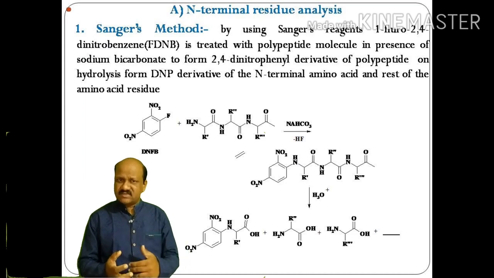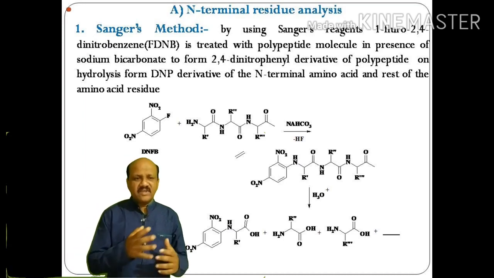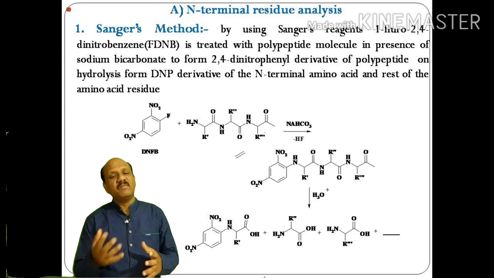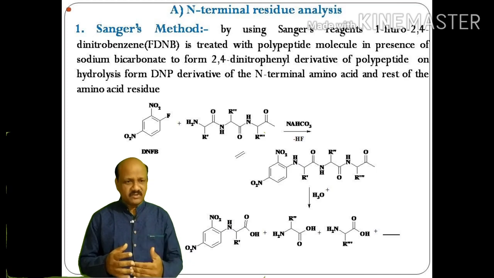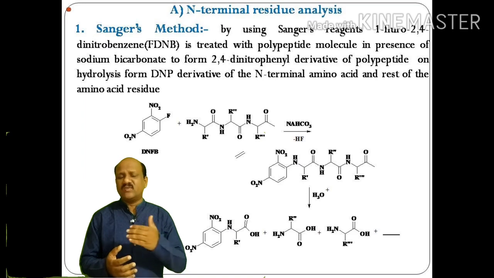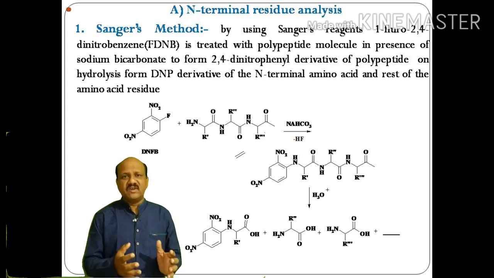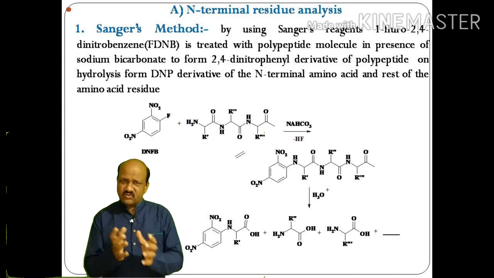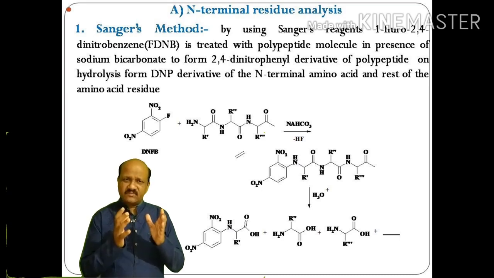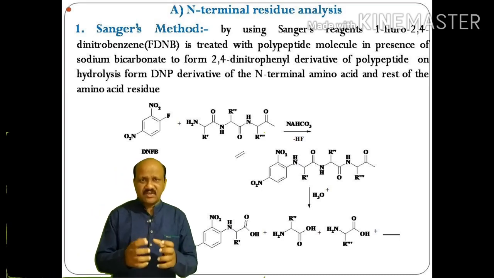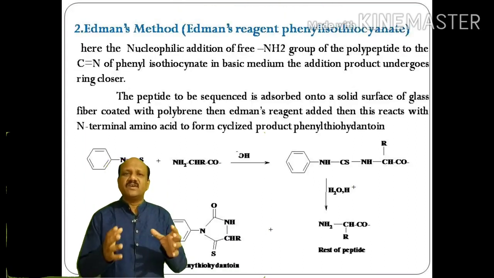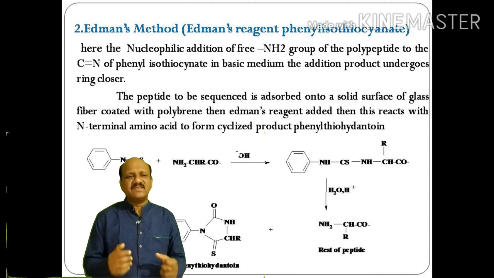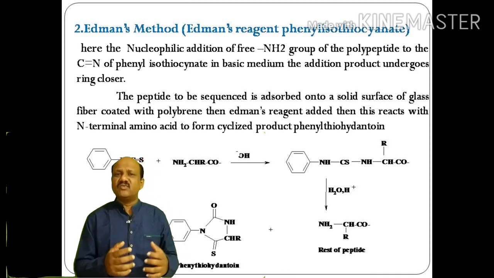On hydrolysis, it forms the DNP derivative of the N terminal amino acid. So the dinitrophenyl derivative of the N terminal amino acid is formed along with the rest of the amino acid residues. In this way, the particular part whose structure we have to determine can also be separated. So, in this way we can analyze by using N terminal residue analysis.